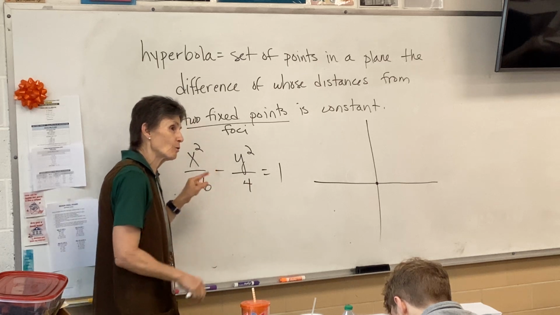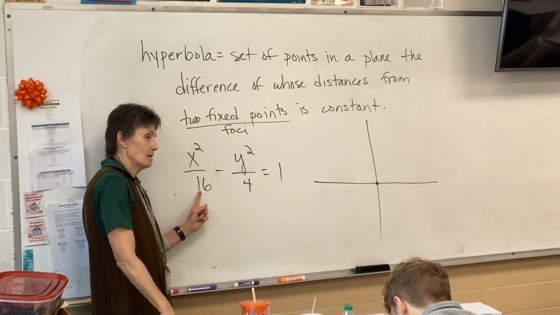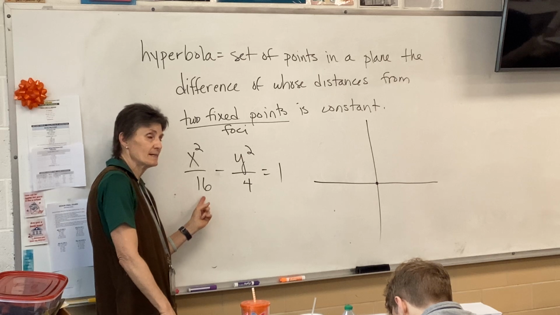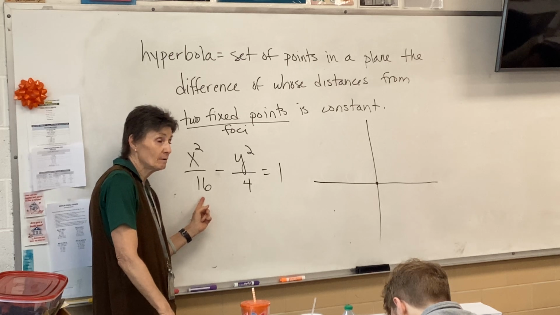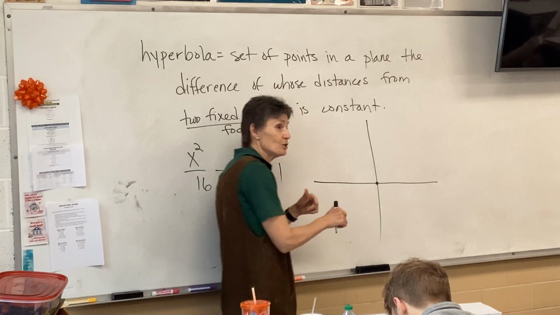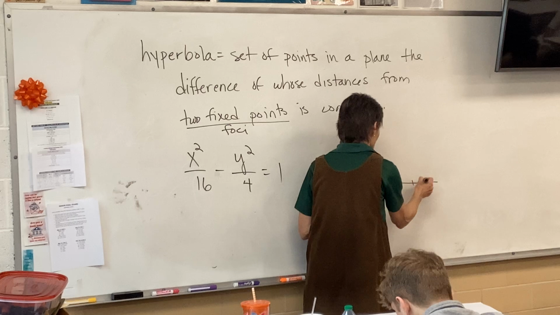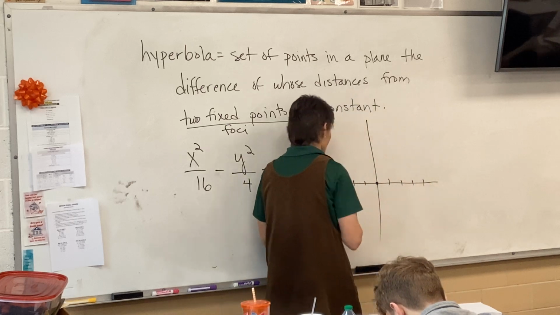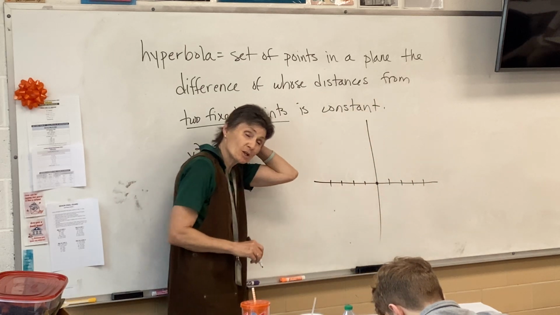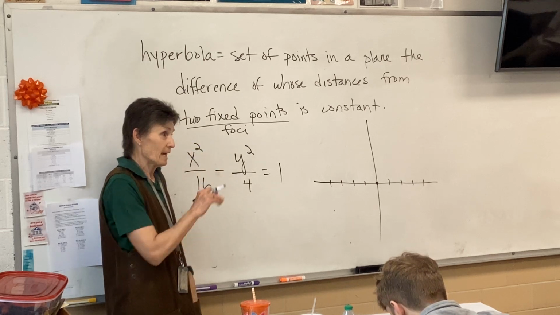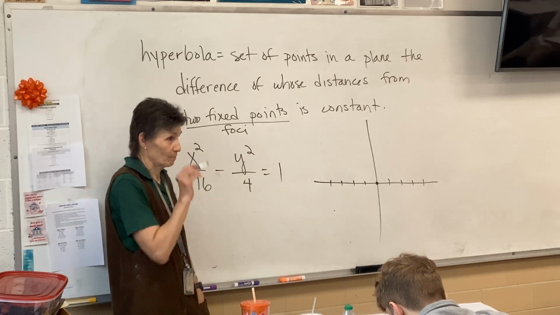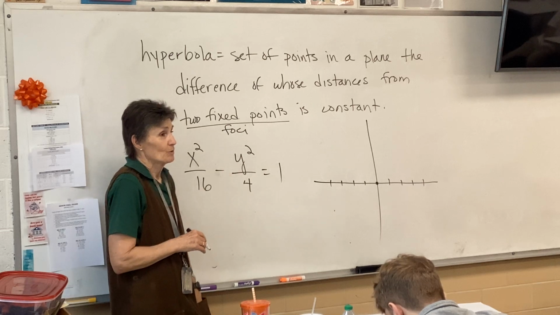If you were going to graph this yesterday, what would that 16 tell you? Go 4, which way? Left and right. So I want you to do that. So 1, 2, 3, 4, 1, 2, 3, 4. Now here's the difference. We're not actually going to plot and label those points right now. We're just going to count, we're going to hash them off. Okay, there you go. Put a dot there so you know where you're at.